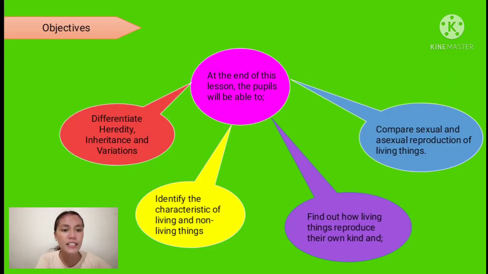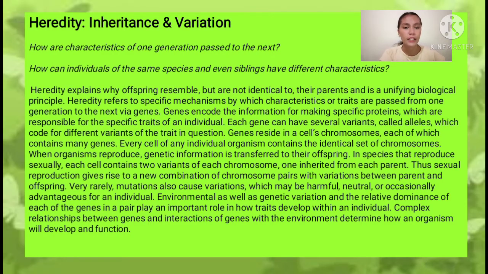So at the end of this lesson, the pupils will be able to differentiate heredity, inheritance, and variation, identify the characteristics of living and non-living things, find out how living things reproduce their own kind, and compare sexual and asexual reproduction of living things. So, heredity, inheritance, and variation.